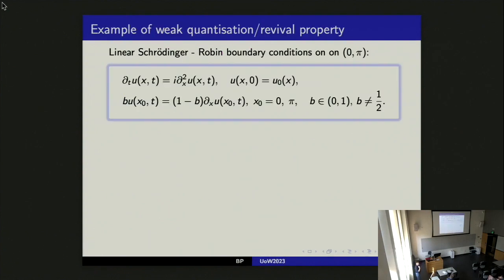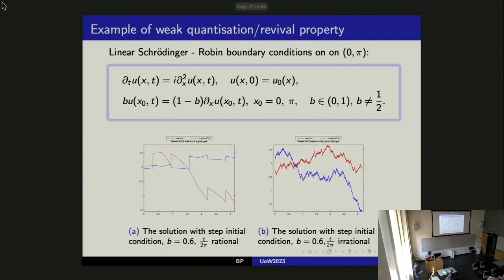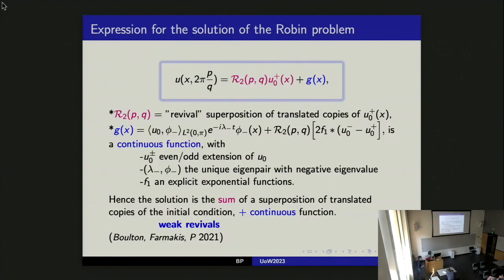Let me give one linear example. This is linear Schrödinger, Robin boundary condition. These are the simplest Robin boundary conditions. They interpolate between Dirichlet and Neumann problems, which are both essentially periodic. Okay, so if you do that, you can see that you have a dichotomy, but it's not a revival. You don't revive the step. You have some discontinuity and something happening in between.